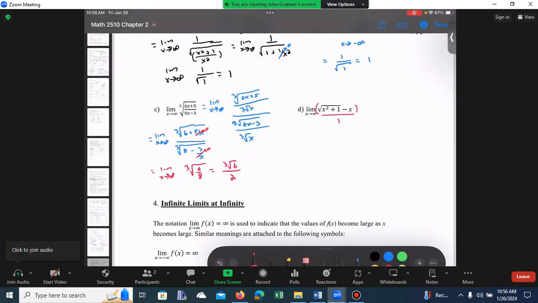This is one where it's almost like rationalizing the numerator. It's the one instance where we actually have a reason to rationalize the numerator. We'll multiply it by the conjugate, which in this case is going to be the square root of x squared plus 1 plus x. And it has to be multiplied on both top and bottom.